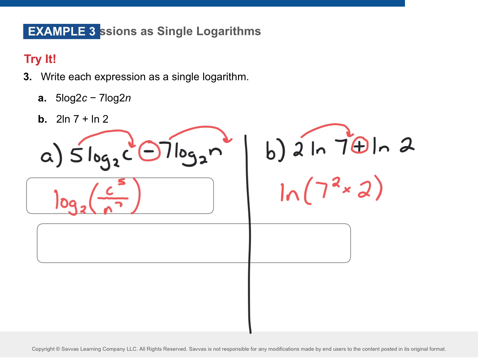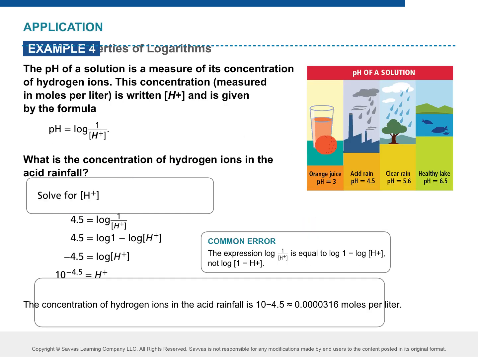This looks a little messy right now. Can you solve that? Yeah, let's solve it. So if I have that natural log, what is 7 squared? 49, and then we have times 2. So we get natural log of 98. That just kind of cleans it up and makes it look a little nicer.